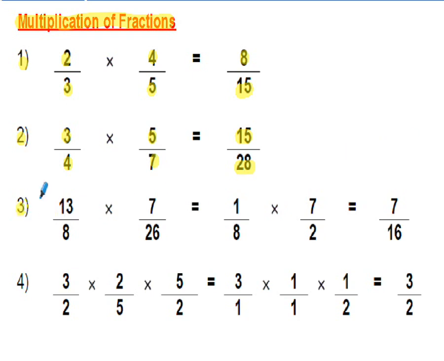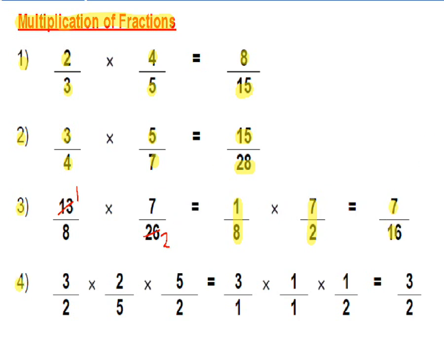In question 3, we're asked to multiply 13 upon 8, multiplied by 7 upon 26. This time, I do have some cancelling. Can you see that the 13 and the 26 cancels to produce 1, 2. So now my problem has simplified to 1 upon 8 multiplied by 7 upon 2. That cannot be simplified any further. So now I multiply my numerators and multiply my denominators. So for the numerators, 1 times 7 is 7, and denominators, 8 times 2 is 16.